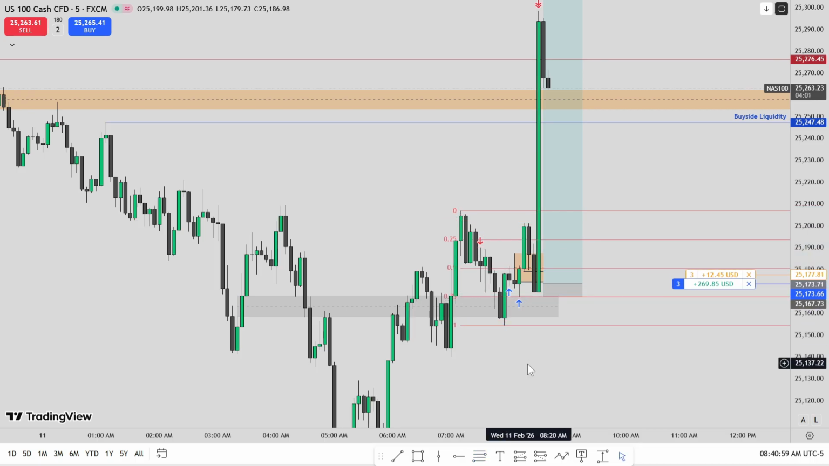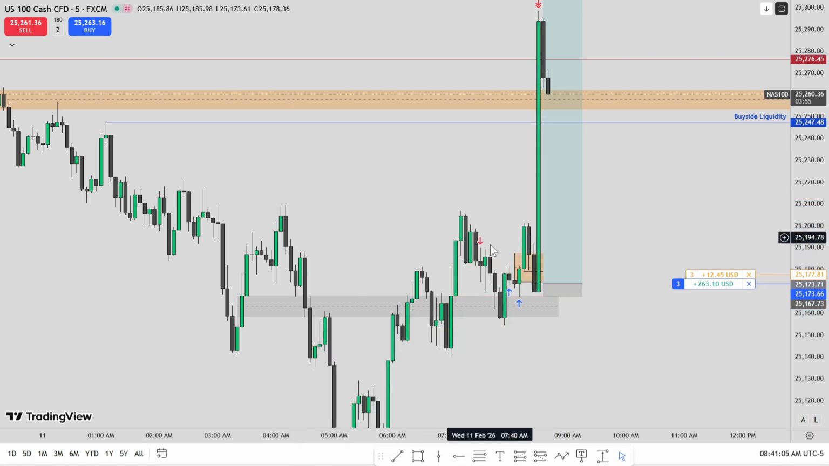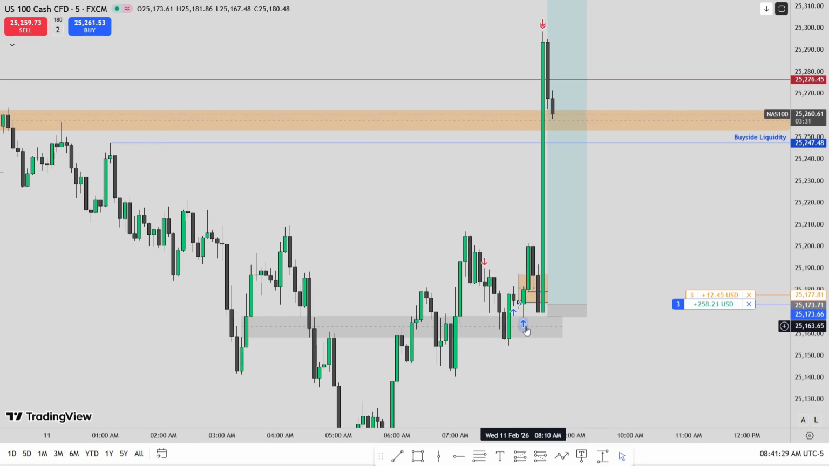So if you know my model, what do I teach you all? We want to see a failure swing. So within this range, from this high to this low, this right here is the failure swing. Taking that as a failure swing above this bullish fair value gap, I entered that long position.